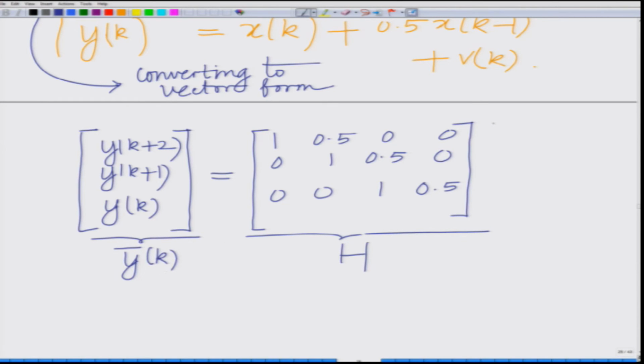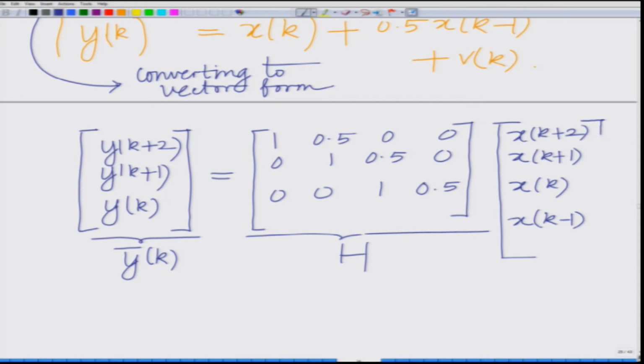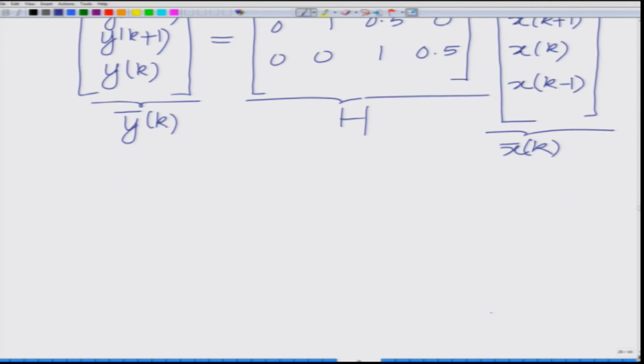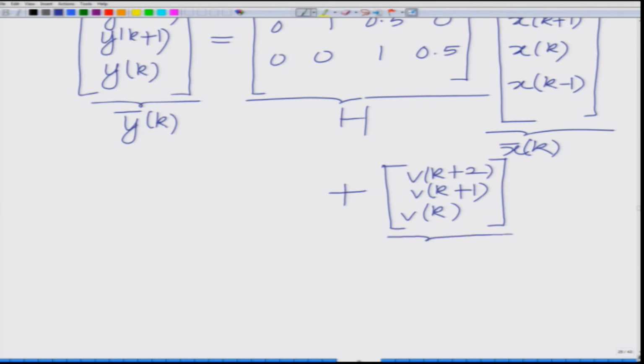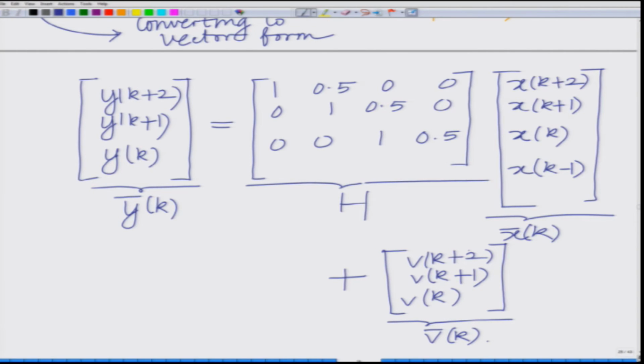this is our matrix y bar k times your matrix xk plus 2, xk plus 1, xk, xk minus 1, this is your vector x bar of k, plus the vector v bar of k. Remember, v bar of k is vk plus 2, vk plus 1, vk. Okay, so the key thing here to note is that this is your matrix H.